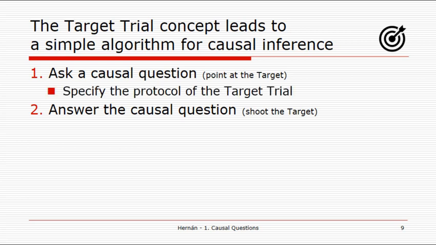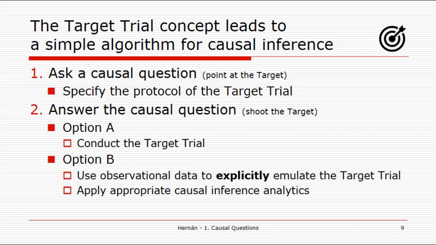So to ask a causal question, we have to describe the target trial. That's a simple way of describing a causal question. Tell me what your target trial is. Even if you cannot do it, but tell me what the trial is. The second step, to answer the question, we can either conduct the target trial, if that's possible, or emulate it using observational data. But before we start analyzing the observational data, we need to know what our target is. We need to know what is the question that we are trying to answer.